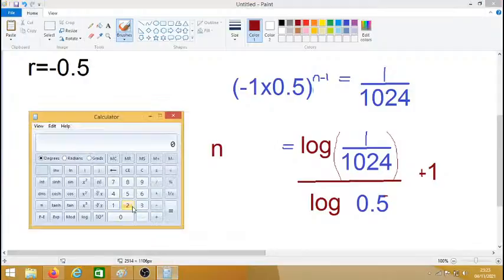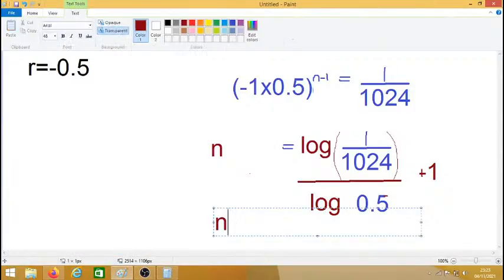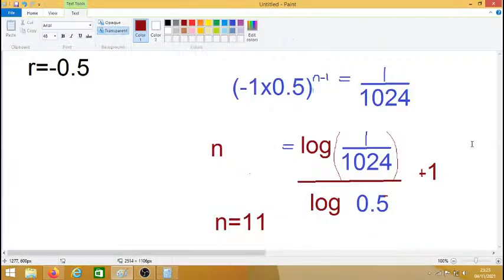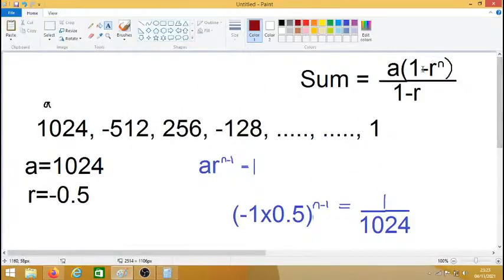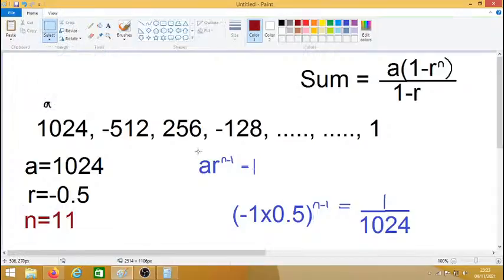Your calculator will hopefully be easier to use than this one, but there's your 1 over 1024. Let's take the log of that, and then let's divide by log of 0.5. And then let's add 1, and we get 11. So it's the 11th term that we need to go up to in the sum. So there's your sum formula. There's your A, there's your R. We now know what n is. It's 11. So let's stick that into the formula.